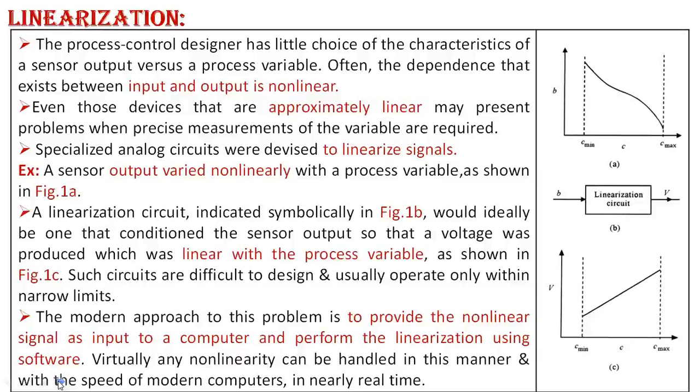A sensor output varies non-linearly with a process variable as shown in figure 1a. A linearization circuit, indicated symbolically in figure 1b, would ideally be one that conditions the sensor output so that a voltage is produced which is linear with the process variable, as shown in figure 1. Such circuits are difficult to design and usually operate only within narrow limits.